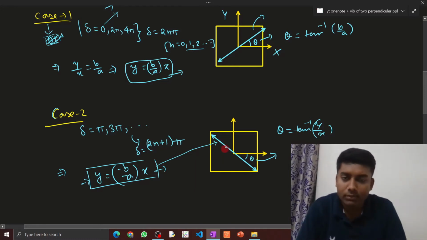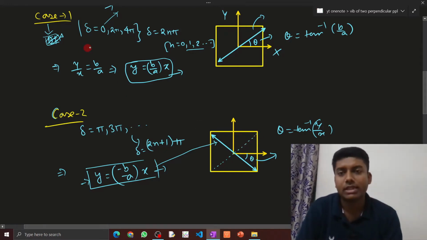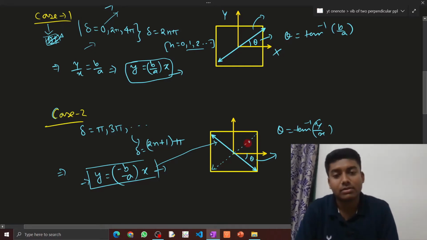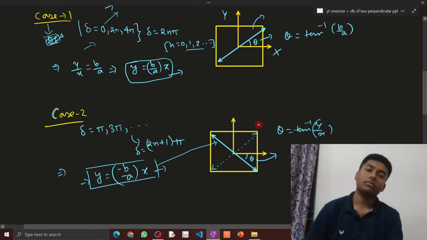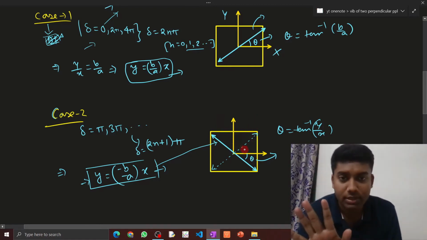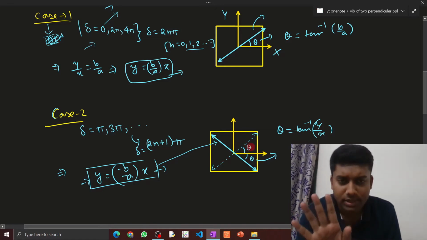Previously we discussed that when delta equals 0, our straight line is like this, denoted with this dotted line. But what is happening here is very important, so listen carefully. This angle is also theta.